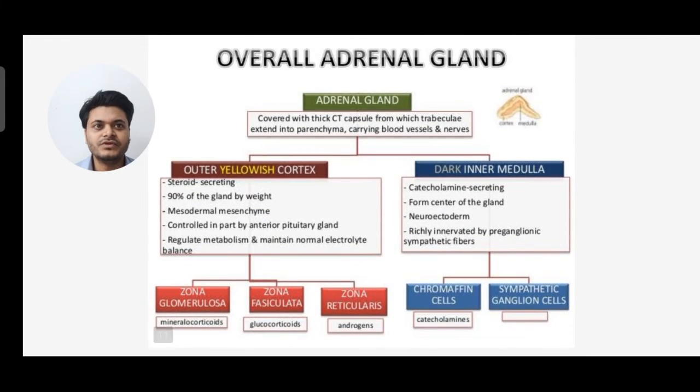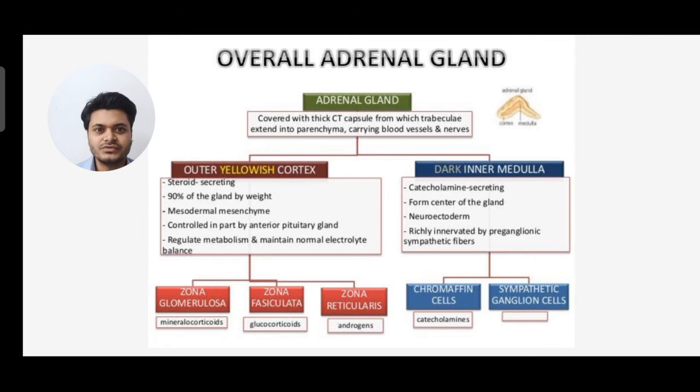Now this is the overall chart of adrenal glands. The adrenal glands are one pair, present above the kidney. They have an outer yellowish cortex and a dark inner medulla. The cortex consists of zona glomerulosa, zona fasciculata, and zona reticularis.